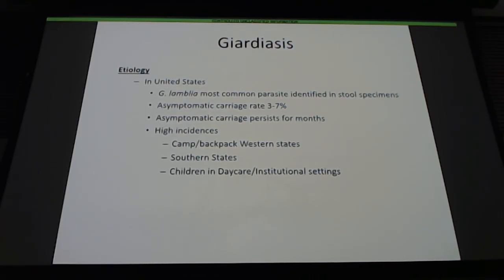Here you're going to see that you have asymptomatic carriage, 3 to 7%. So 3 to 7% of people that actually have it don't have any symptoms, but they can spread it. Okay, but they can spread it. And there it says it persists for months. So you're spreading this stuff for months, unknowingly. Okay. And look at the folks that have high incidences: campers, backpackers in the western states, southern states, children in daycare. Big deal with the children in daycare would be hand hygiene, right? They don't wash their hands, or they start touching other stuff, you can spread it that way.